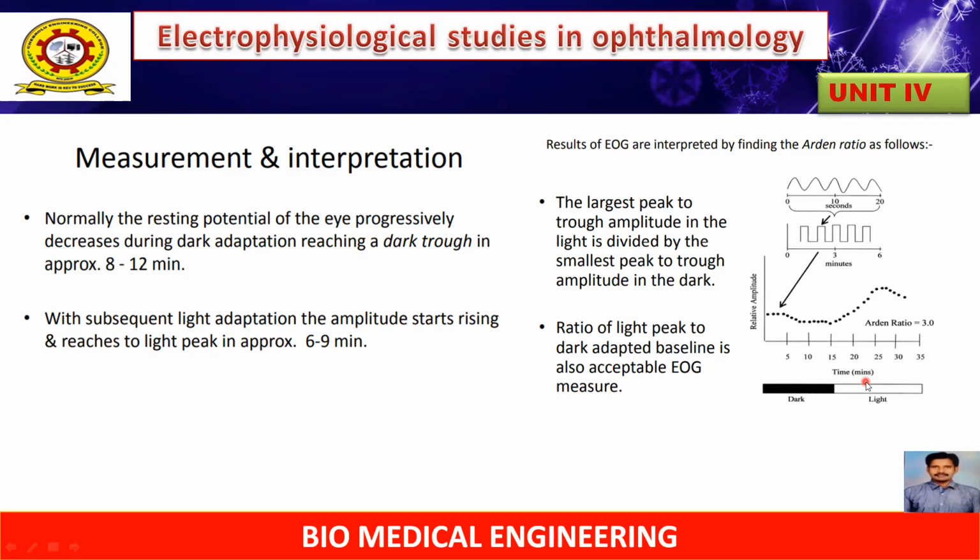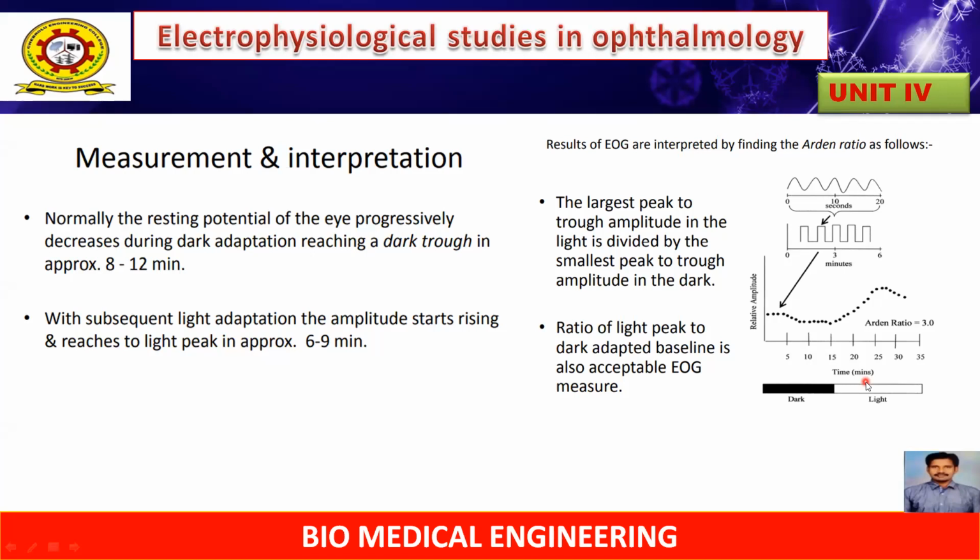So it is the light-sensitive component arising from the retinal pigment epithelium, photoreceptors and inner nuclear layer. If we represent the level of the minimum height of the potential in the darkness, we have to calculate the minimum value for this dark trough. From this analysis, it is easy to calculate the Arden ratio: the maximum height of the light peak divided by the maximum height of the dark trough.